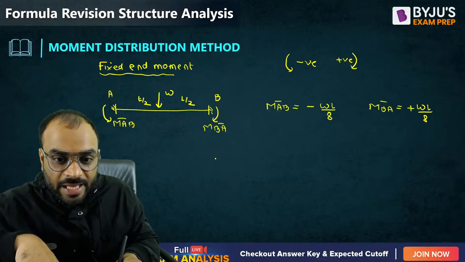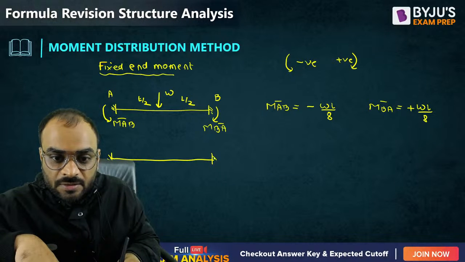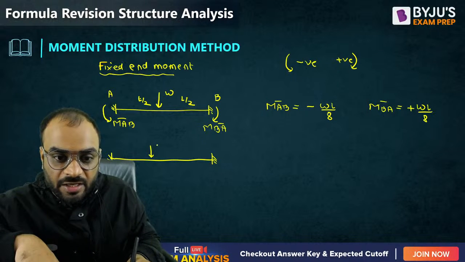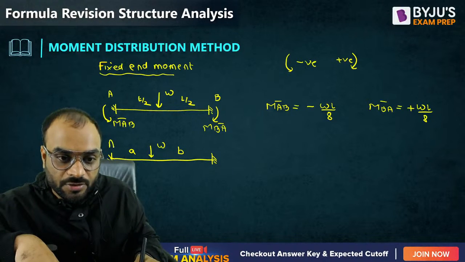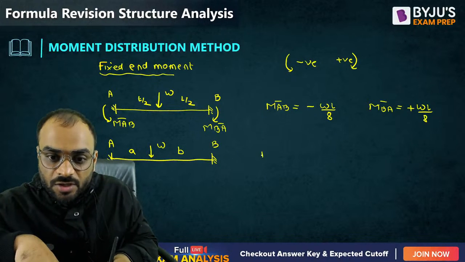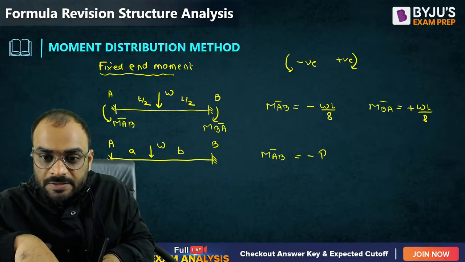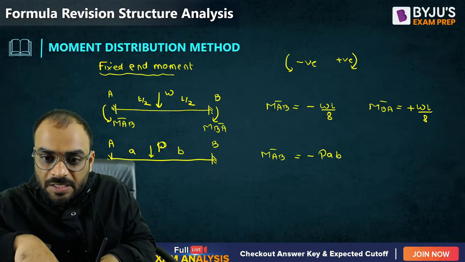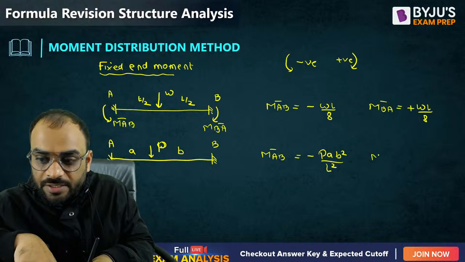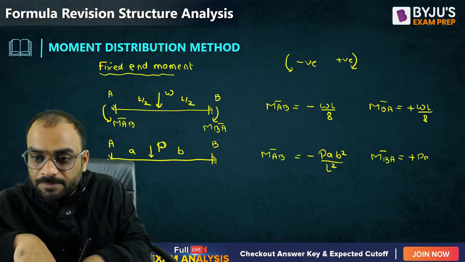Clear? Next one is, let us suppose a point load is present at a distance of a from the left support and at a distance of b from the right support. This is a and this is b. Now what is the value of MAB bar? Minus, let us consider this is P, so P a b square divided by L square, and MBA bar will be plus P a square b by L square.